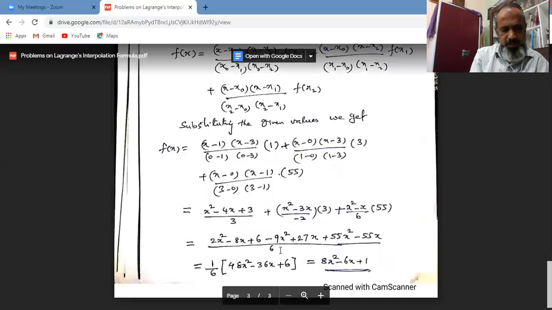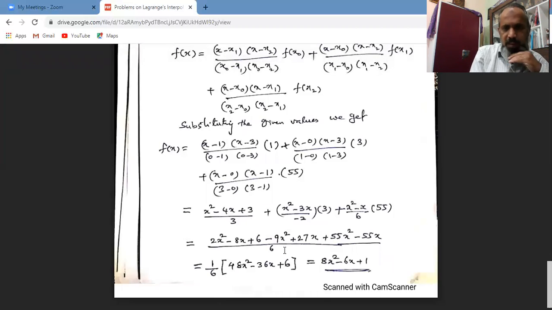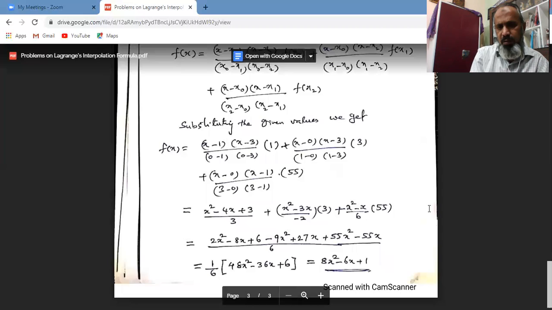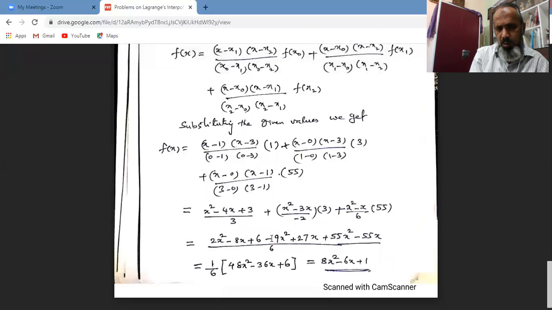Now 6 is the LCM. We are simplifying by taking the LCM, we get this result, and after some more simplification, collecting the terms, x square terms, x terms and constants, it becomes 48 x square minus 36 x plus 6. Divide this by 6, we get 8 x square minus 6 x plus 1, which is the second degree polynomial, and it is known as the parabola.